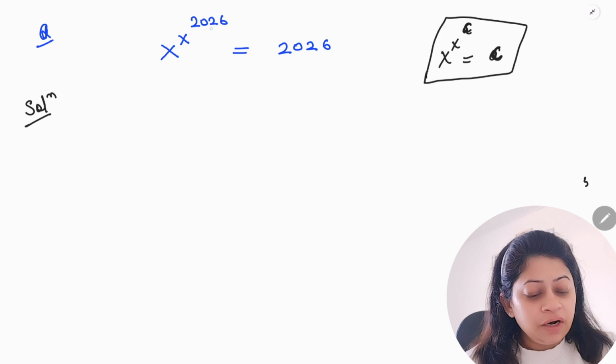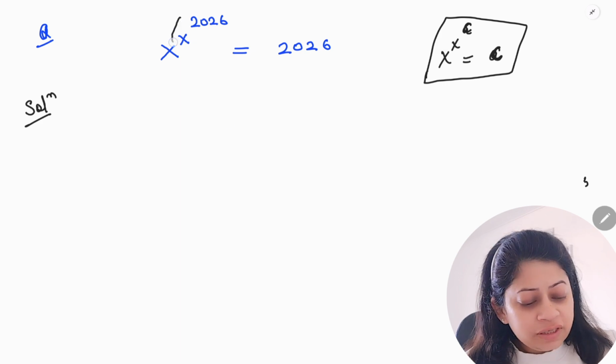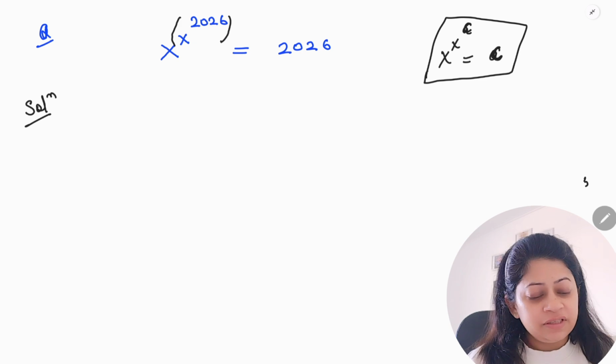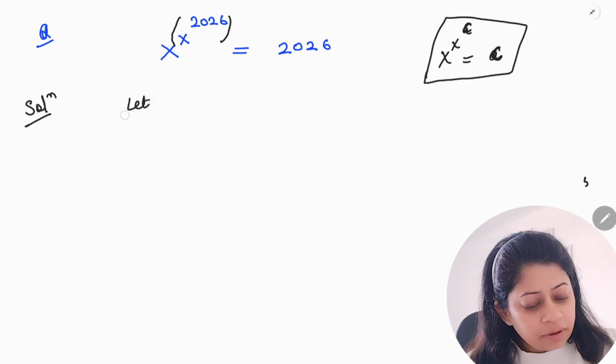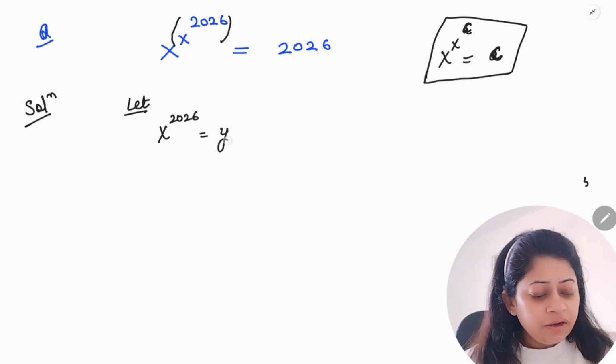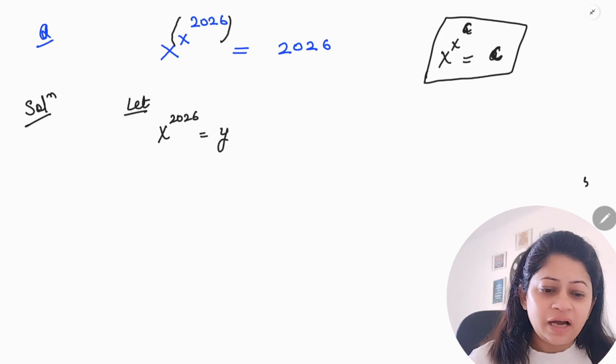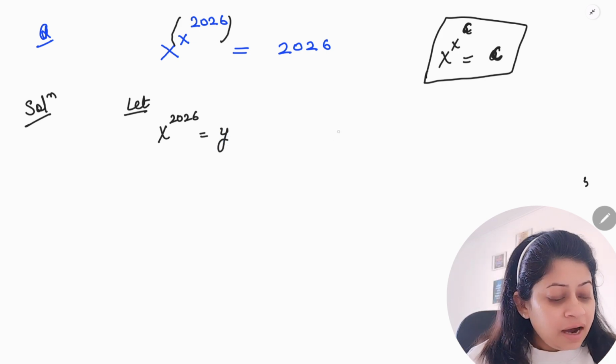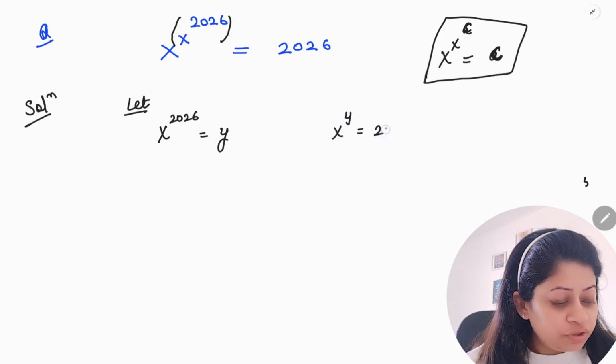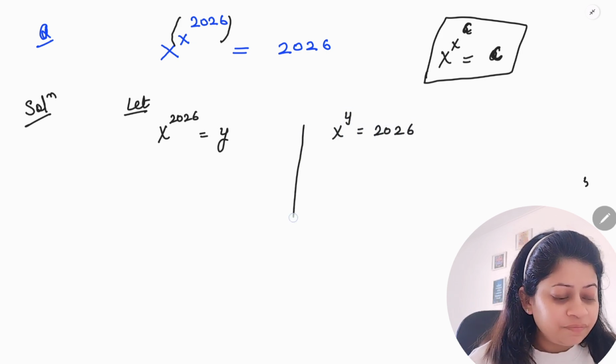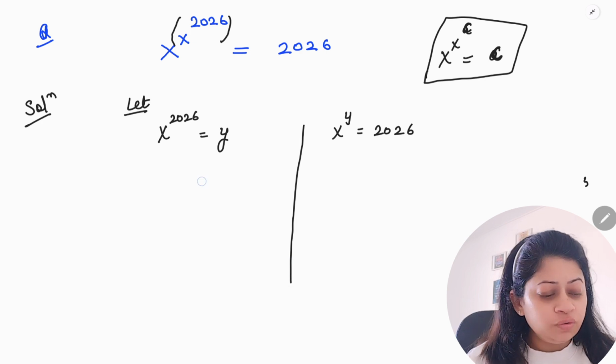You cannot multiply 2026 with x. Then what would you do? You will just take this separately. Suppose I take, let x raised to power 2026 is equal to y. It would be equal to something, right? I say it y, and then our question will become x raised to power y is equal to 2026.